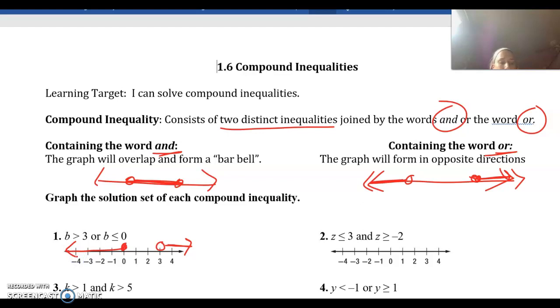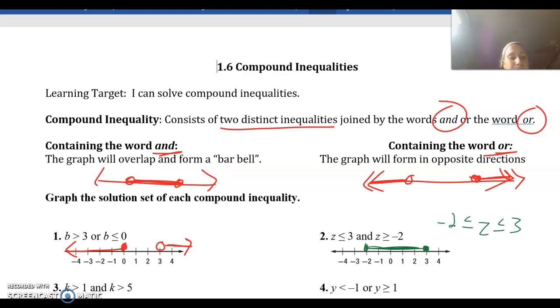Okay. For number 2, we have an "and" symbol. So with our "and", we have z is less than or equal to 3. So we're going to have a closed circle here. And z is greater than or equal to -2. So we're going to have a closed circle, and it's in between here. Okay, so we can always check that by putting z in the middle: -2 less than or equal to z less than or equal to 3. So any number that falls in between there is a solution to this inequality.